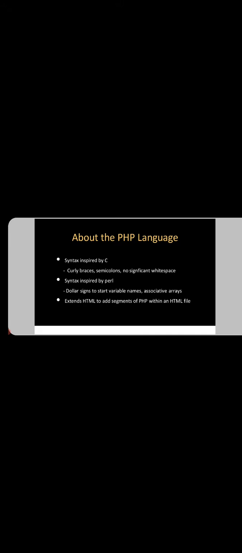So PHP is generally almost equivalent to the syntax of C language: curly braces, semicolons, no significant white spaces. Almost PHP follows C language. Why? Because it is also case sensitive, we are using curly braces in PHP also, and a semicolon at the end of each and every statement.